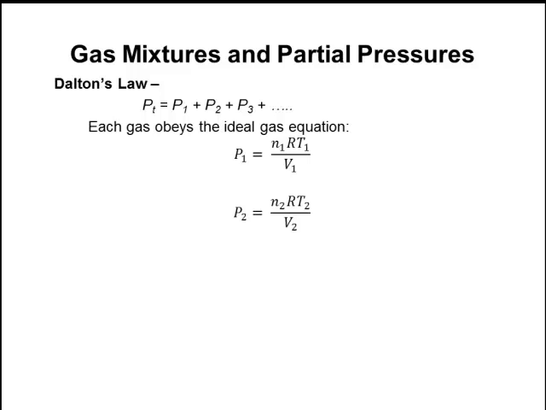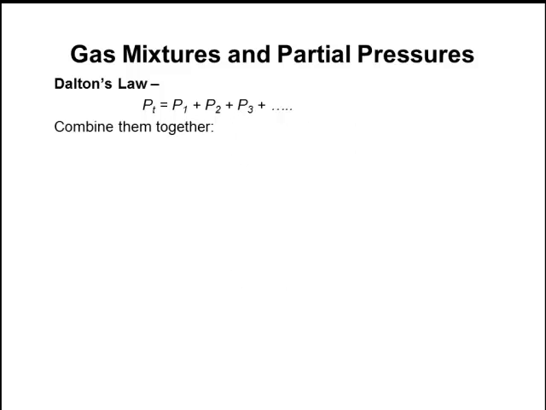Right, we can do that with the second gas. We can do that with the third gas. There's a fourth, fifth, sixth, however many gases we have, we can do it with. So now we can take all those different pressures and add them together to create a combined equation. The total pressure is equal to N1 RT1 over V1 plus N2 RT2 over V2 plus N3 RT3 over V3. Okay, those are the pressures that we were calculating.